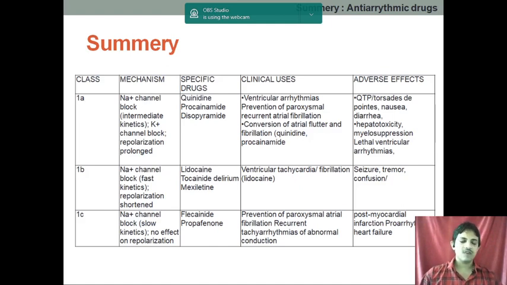1C causes strong blockage of the sodium channel, so there is no effect on depolarization. This type of drug is used for prevention of paroxysmal atrial fibrillation, and recurrent arrhythmia with abnormal conduction. In these cases it can be used post myocardial infarction or in pro-arrhythmic heart failure. These are some adverse effects associated with the 1C type of drug.